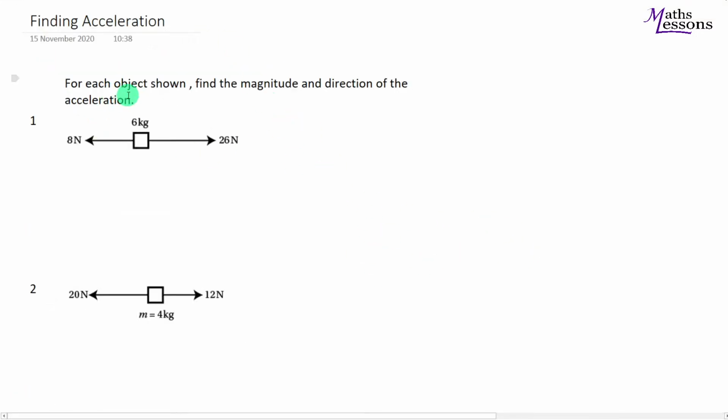Okay, so for each of these, we're going to find the magnitude and the direction of the acceleration. So you need to remember that the resultant force will equal the mass times the acceleration. So hopefully it shouldn't take you too long. I think 30 seconds to do these two questions should be enough. Have a go.